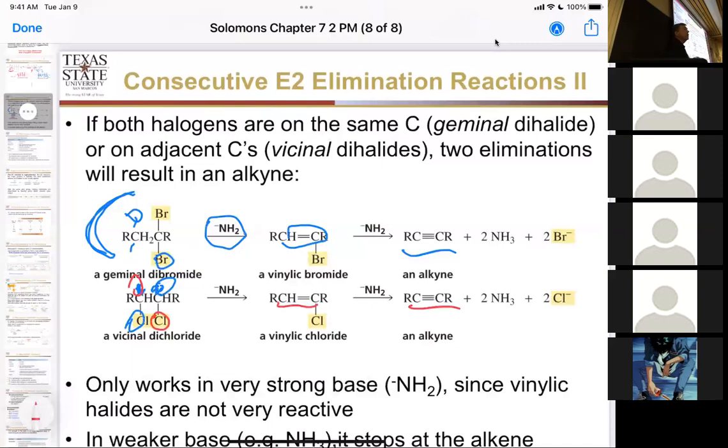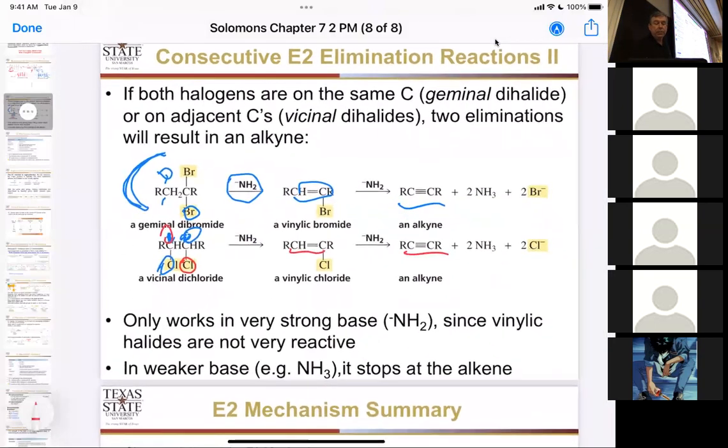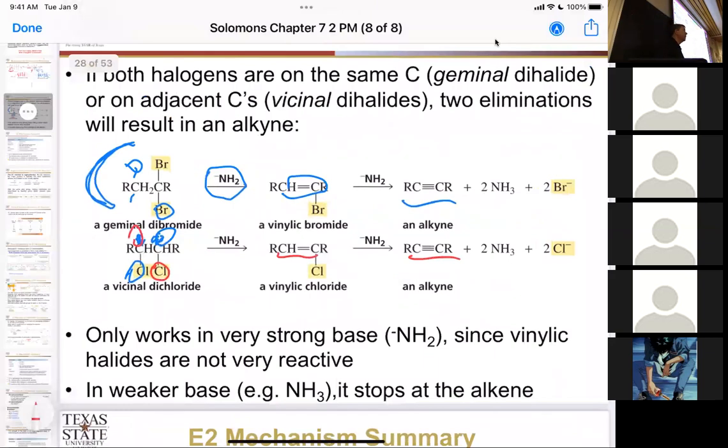So these are all called dehydrohalogenation reactions, where de means remove and hydrohalogenation is a hydrohalic acid. Okay, so we're just doing the same thing, we're just doing it twice. So that is the last of that reaction.